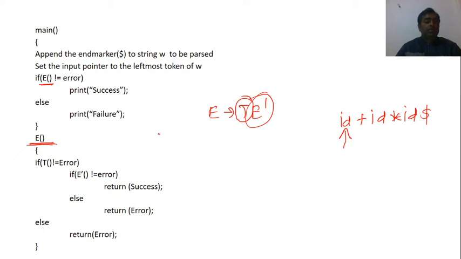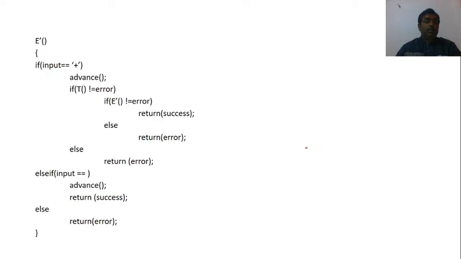Now after this, I have used this production E raised to T E prime. Now I have to write the procedure for T, or you can write in any order, but you have to consider that this string is accepted or not. This should be the same. Here I have written the procedure for E prime next, and the production corresponding to E prime was E prime raised to plus T E prime or empty.